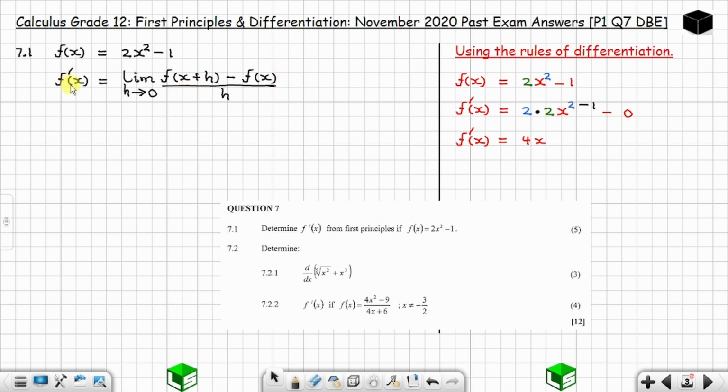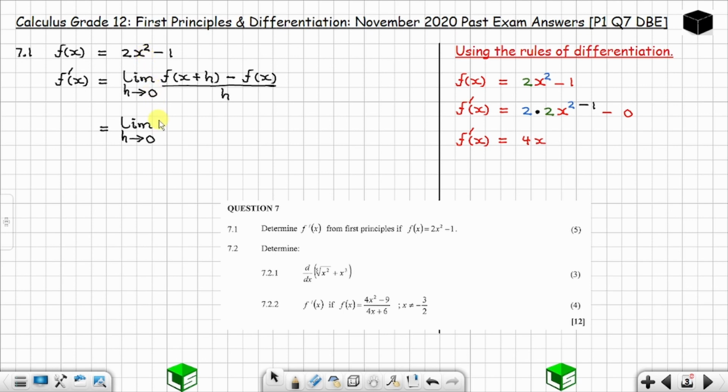Now f prime of x is equal to the limit as h approaches 0 of f of x plus h minus f of x over h. Let's use this formula to find f prime of x. Now this is equal to the limit as h approaches 0. What we have to do is to take x plus h and plug it wherever you have x. You can see you have x squared there. You are going to plug x plus h in there.